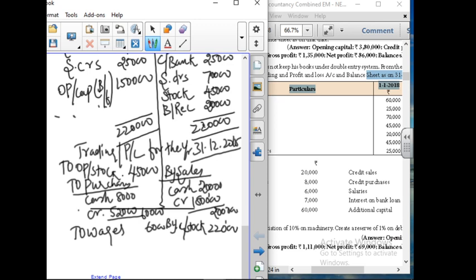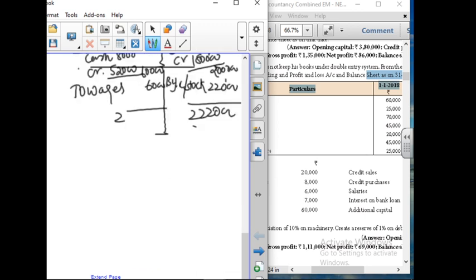So your balance is going to be 2,22,000. With this we are going to tally with the 2,22,000. Your gross profit is 1,11,000. So To gross profit carried down, in bracket you have to write transfer to profit and loss account.